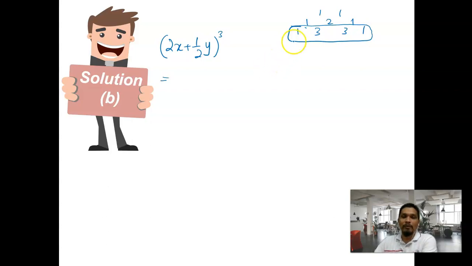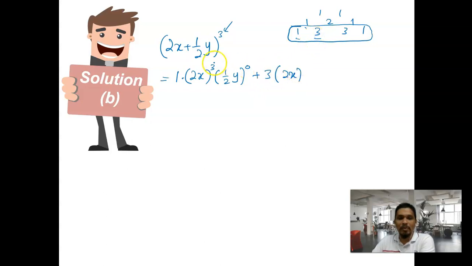Okay, so the first coefficient is 1, multiplied with 2x. The n here is 3, so begin with 3, and 1/(2y) to the power of 0. Plus, the next coefficient here is 3, 2x to the power of 3, from the maximum of n, which is 3 here, then reduce 1, it becomes 2, and 1/(2y) to the power of, from 0, it increases 1.